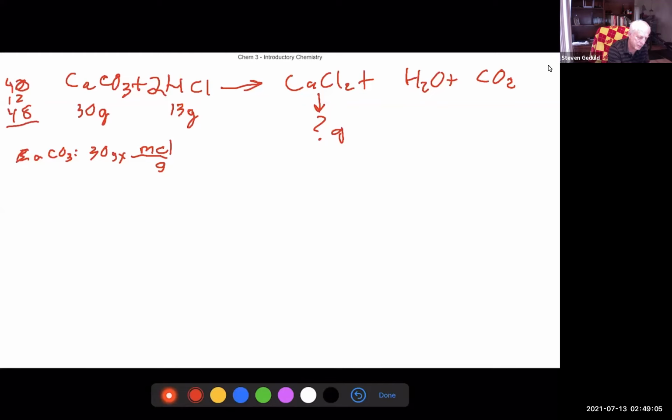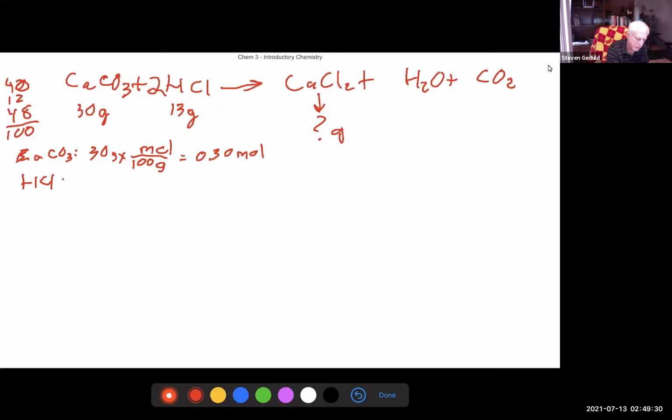Okay, we end up with 100 grams per mole, roughly. So 30 divided by 100 comes out to 0.3, so 0.30 moles of calcium carbonate.